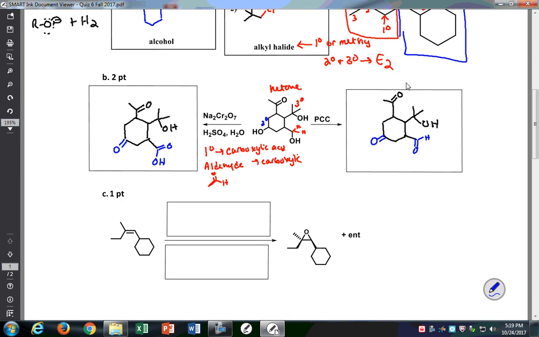So that's our difference with reactivity, and note your selectivity and reactivity for these.